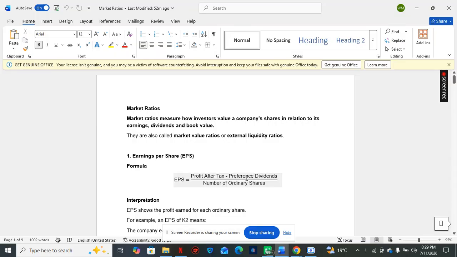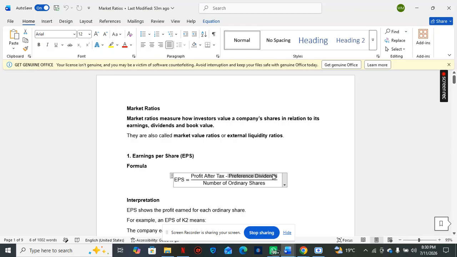From the profit that you've made, remember in your financial statements, in the income statement, after you get your net profit and you remove the preference dividends, the preference shareholders. Now, from that profit that is remaining, how much is each shareholder likely to get? The higher the earnings per share, the better it is.